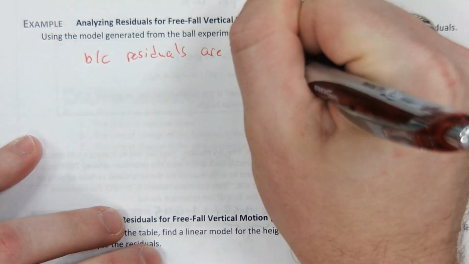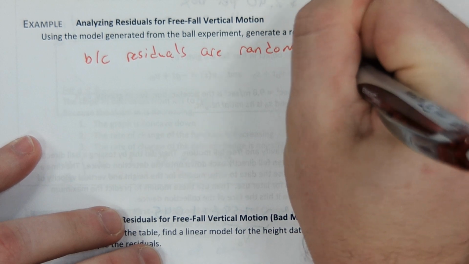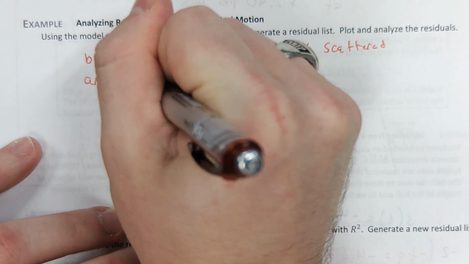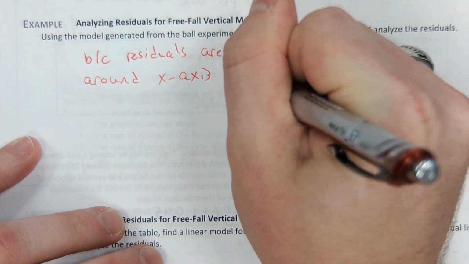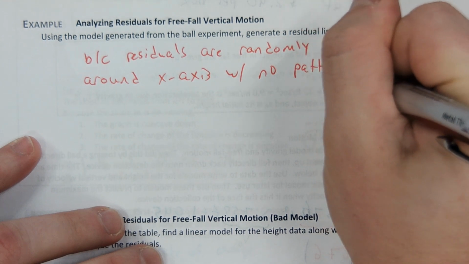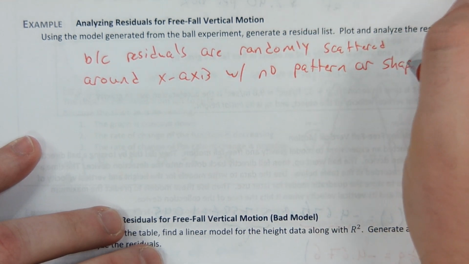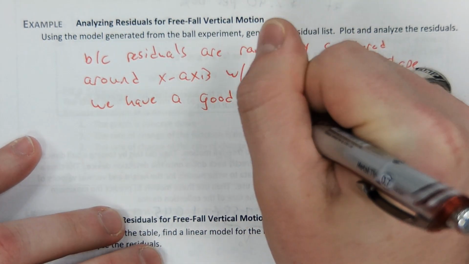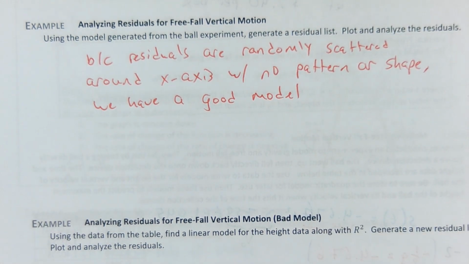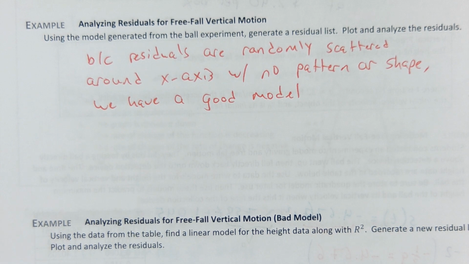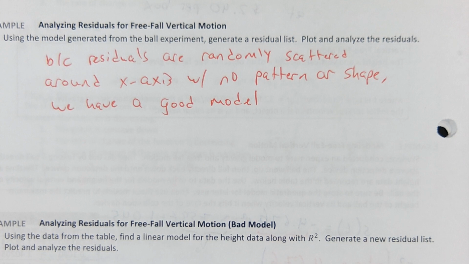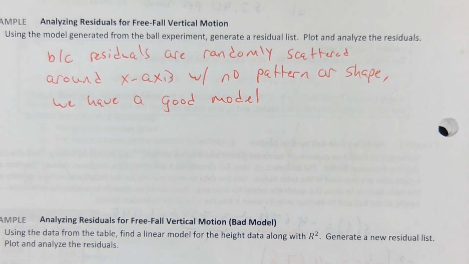Because residuals are randomly scattered around the x-axis with no pattern or shape, we have a good model. I mean, we already knew we had a good model because r squared was 0.9993. But did you see what it did to the... He can't read my handwriting. Because the residuals are randomly scattered around the x-axis with no pattern or shape, we have a good model. Okay.